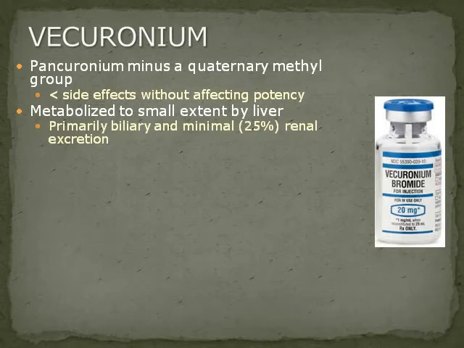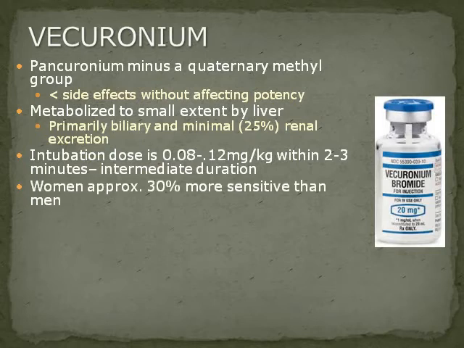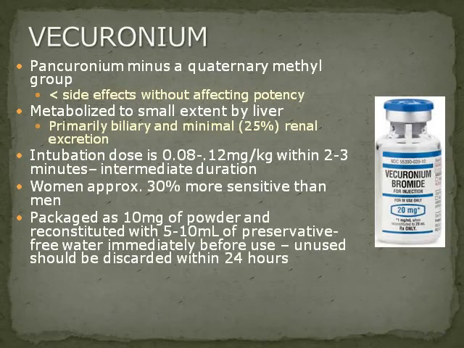Vecuronium is equipotent to pancuronium, and the intubating dose is 0.08 to 0.12 mg per kilogram, providing adequate muscle relaxation within 2 to 3 minutes. Women appear to be approximately 30% more sensitive than men to vecuronium, as evidenced by a greater degree of blockade and a longer duration of action.